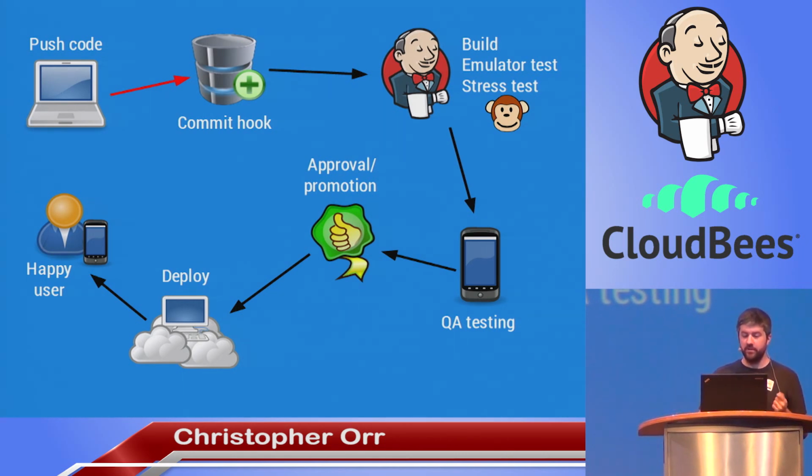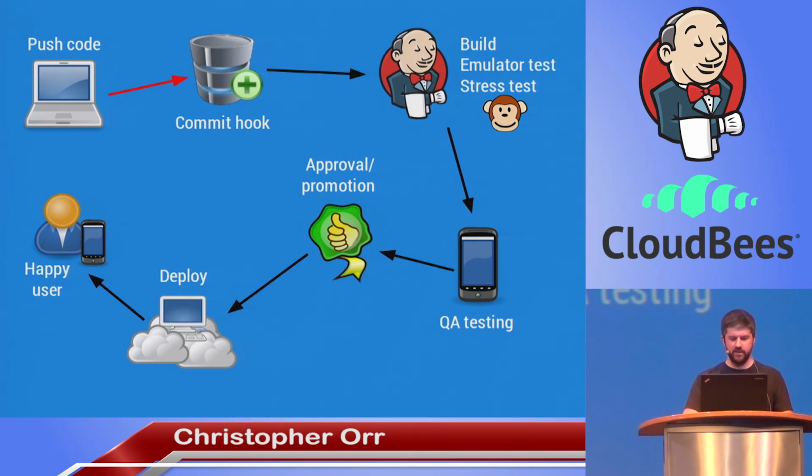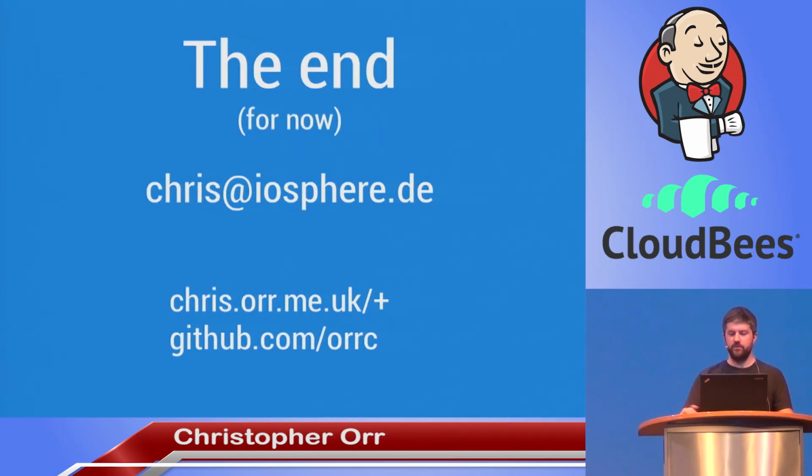But the only part of this that's manual is the initial push. All we do is git tag, alpha or beta or whatever. Git tag, git push, that's it. It's done. The app is in the hands of our users, so that's pretty cool. Everything is pretty automated. So that's pretty much it for now.